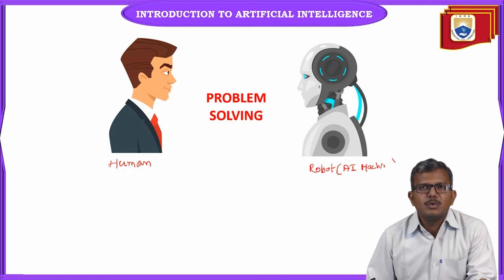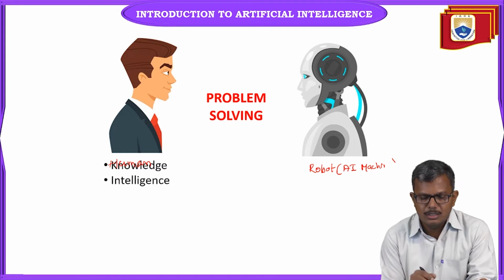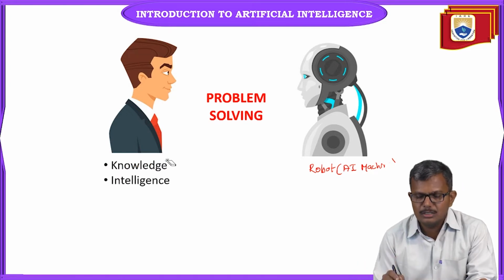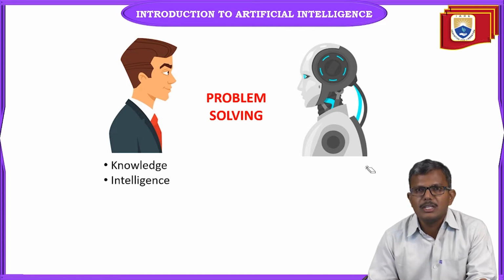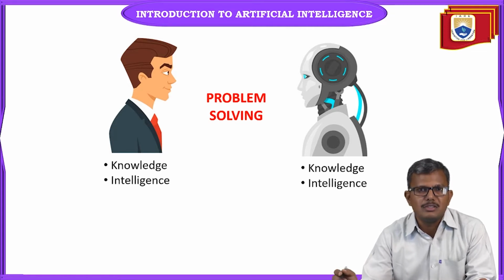What the humans require to solve the problems and what the robots require to solve the same kind of problems. As we know, either the humans or the machines, definitely they need to have knowledge as well as some intelligence. I am repeating the statement. In order to solve a particular problem either by a human or by a robot, definitely they need to have both knowledge as well as intelligence.